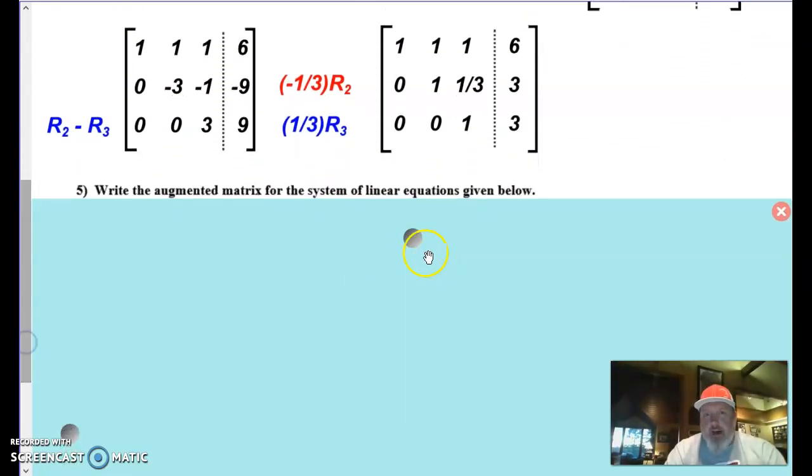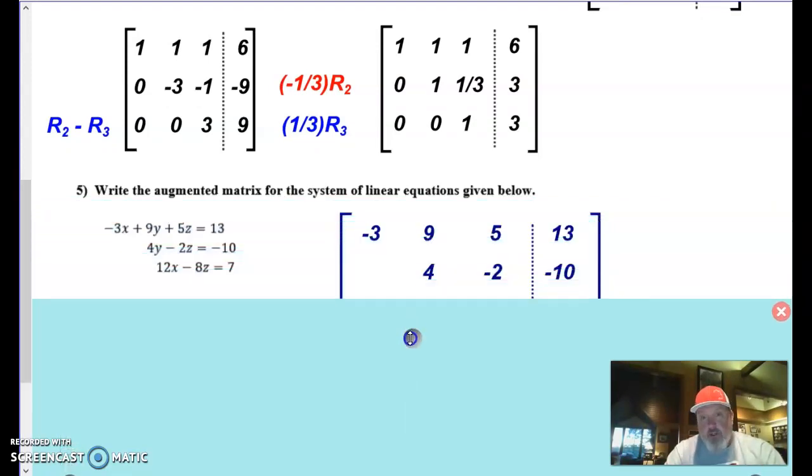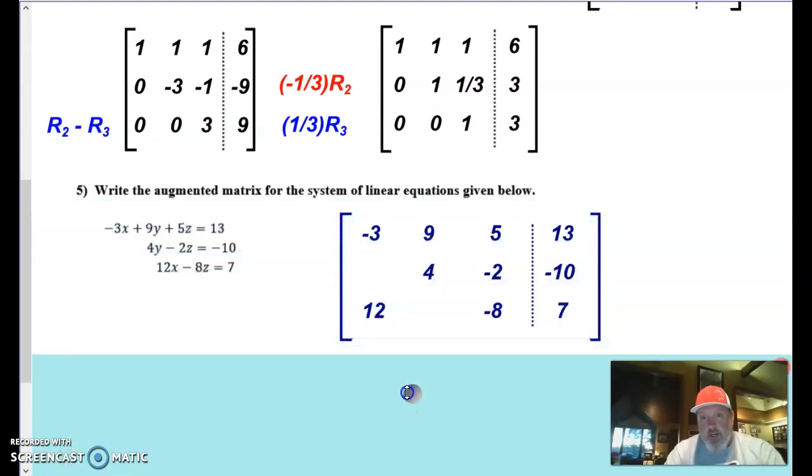All right, number 5, write the augmented matrix for the system of linear equations given below. We don't have to solve it, we just have to write it. And so we're going to take our coefficients here for x, y, and z. So -3, 9, and 5 equal to 13. 4y minus 2z equal to -10. And 12x minus 8z equal to 7.